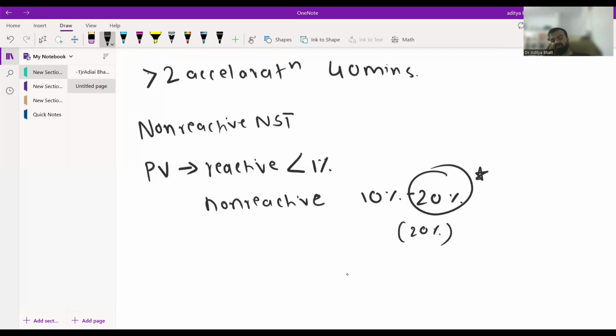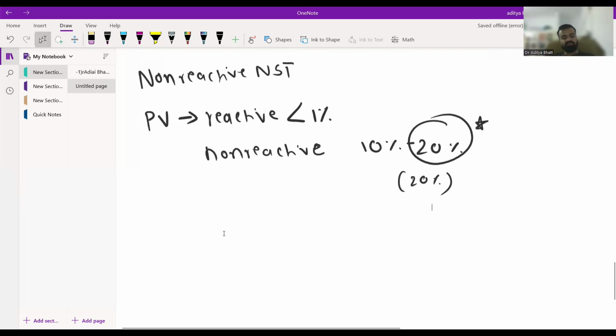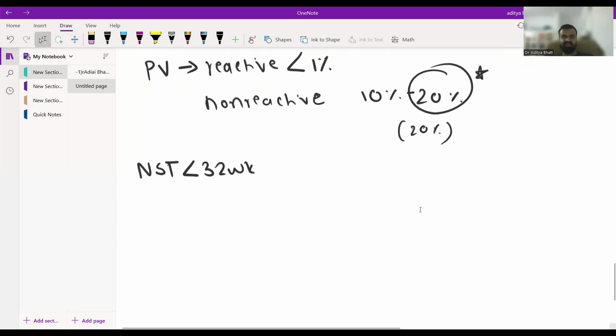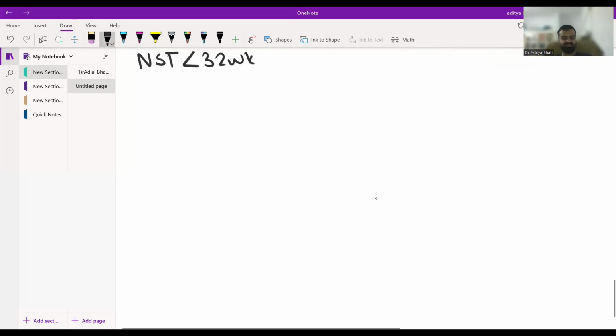So it has a good negative predictive value, but not a very good positive predictive value if it is non-reactive. Okay, so very, very important. NST is again of less value in less than 32 weeks because the baby is spending most of the time sleeping, so you will probably not find reactions in a baby less than 32 weeks.